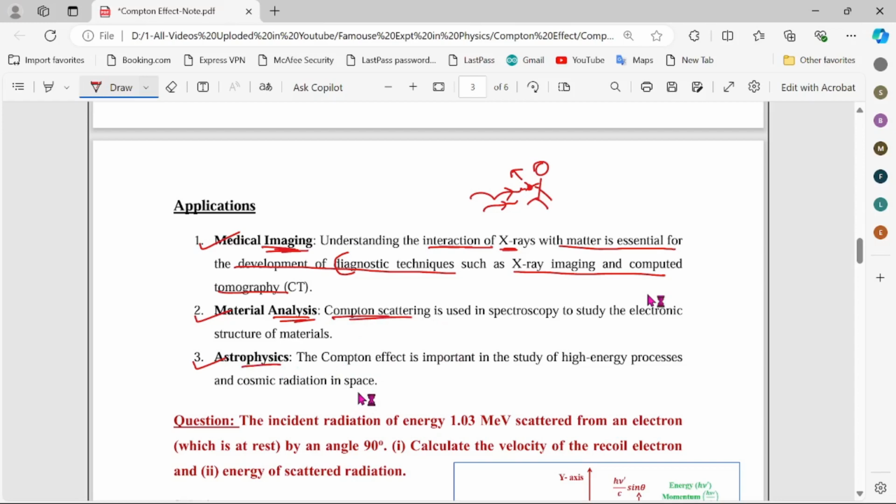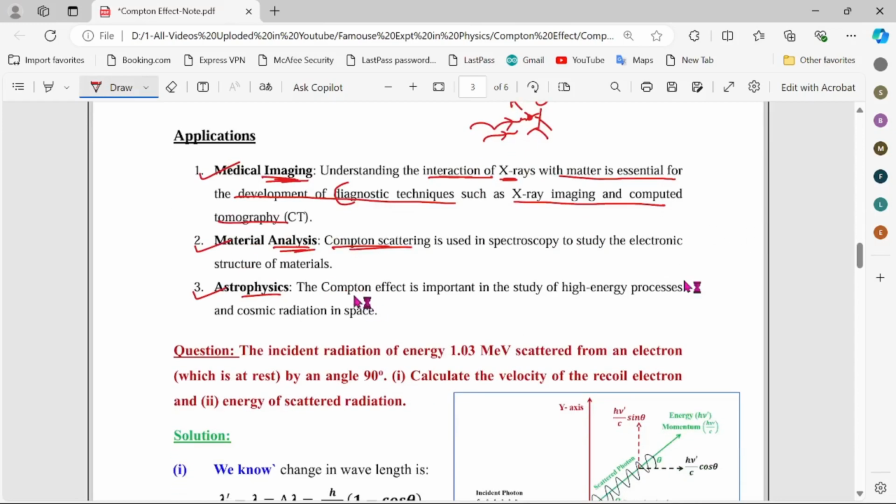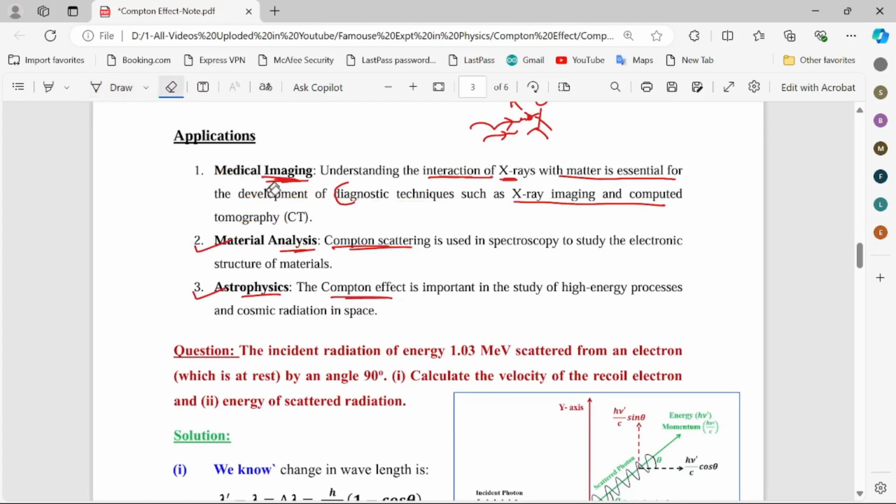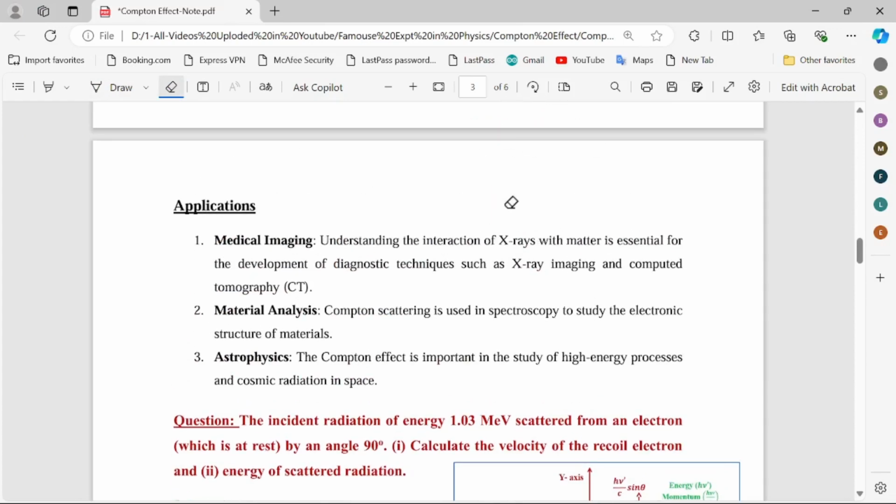Astrophysics: in astrophysics, the Compton effect is also essential. So I have written three major applications here. Sometimes in your exam you may be asked to write just two or three applications of the Compton effect. You have to write any two of them.